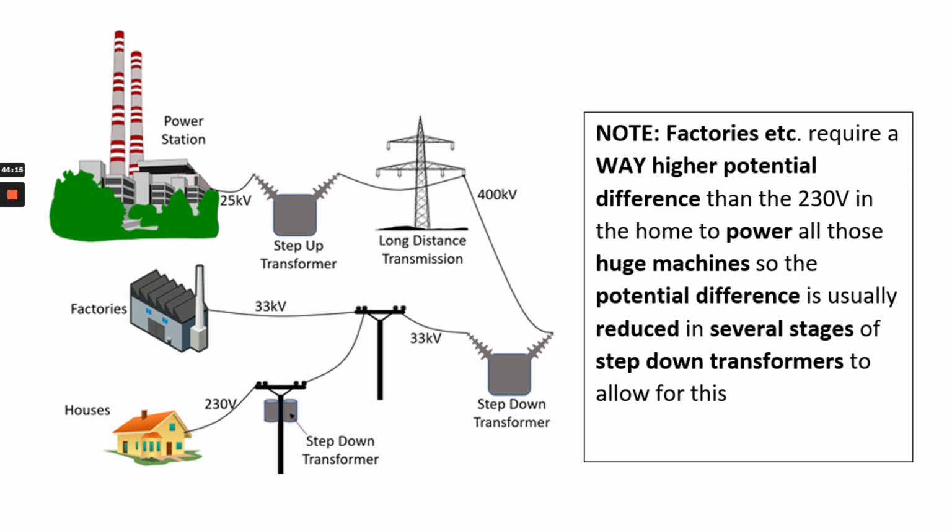Just as a little aside, okay, 230 volts mightn't be enough for a factory. It might need a bit more. So instead of 400,000, it steps down to 33,000 and then to 230. So they can step down in several steps, just to be aware of that.